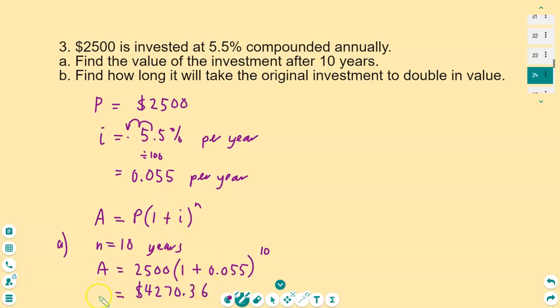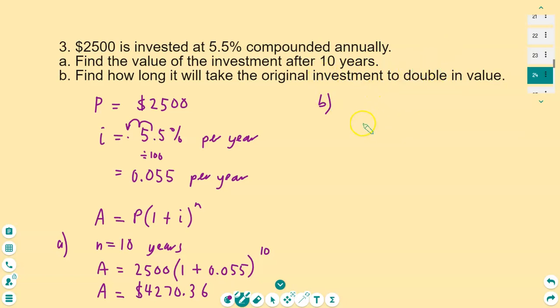$4,270.36. Okay, and so that's how much it will be after 10 years. I guess it's nearly doubled what he initially invested, which is a good thing when you're investing. B, find how long it will take the original investment to double in value. How long will it take to double in value?